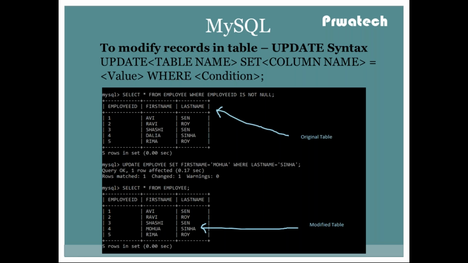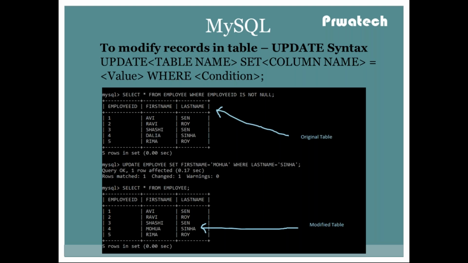Now guys, I would like to notify you of a very important thing here. Always use the WHERE condition, because if we do not use any condition, all the records will get modified. Suppose I had not put the WHERE condition, like WHERE last name is equal to Sinha, all the records in first name would have been updated to Mohua. Here it would have been showing Mohua Sen, Mohua Roy, again Mohua Sen, Mohua Sinha, and Mohua Roy. So keep this in mind and be very careful while executing this command.